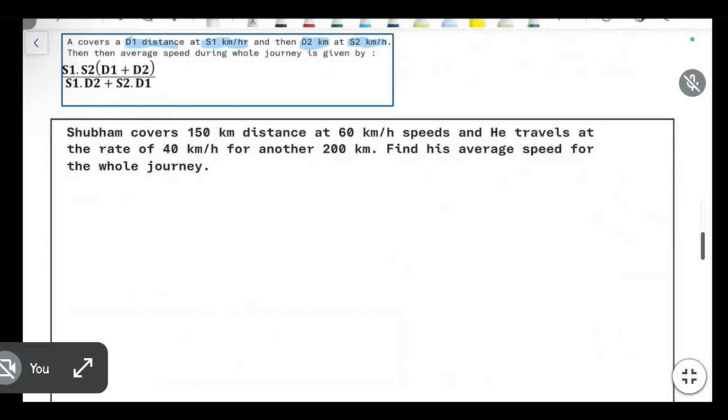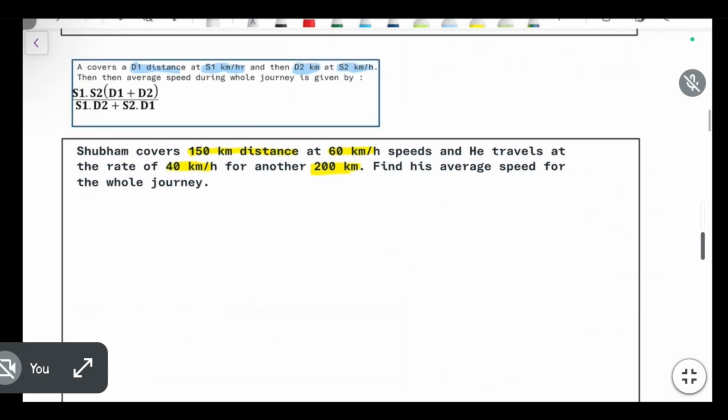In this question, the first distance and the first speed are given, and another second distance and another speed. Shubham covers 150 kilometers at 60 kilometer per hour speed, and he travels at a rate of 40 kilometer per hour for another 200 kilometers. Find the average speed. Now what I'll do is assume distance 1 as 150. If I'm using this, distance 1, this should be speed 1. Always remember that.